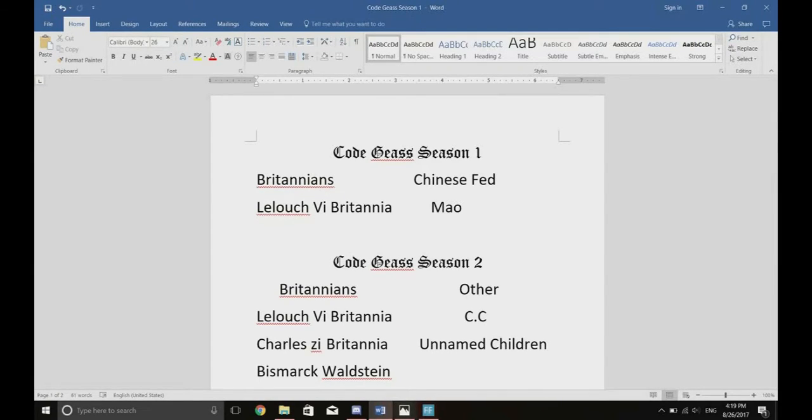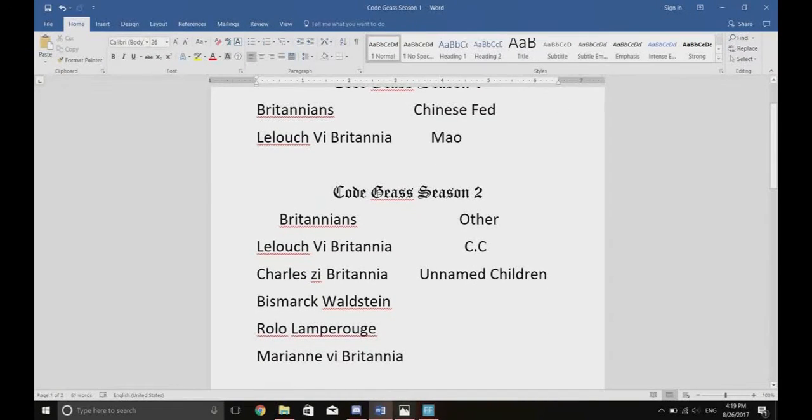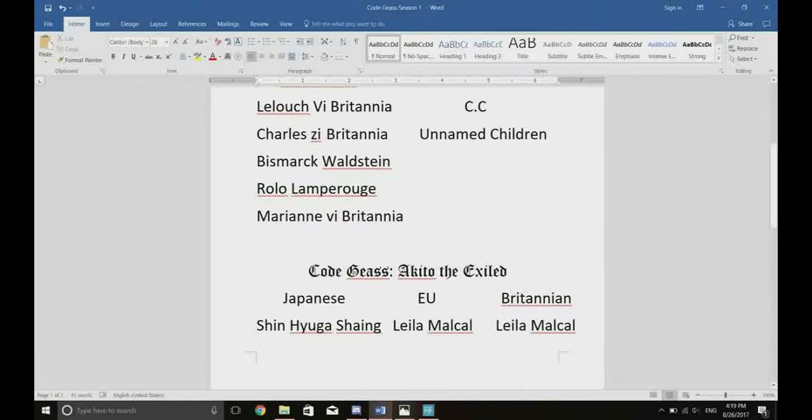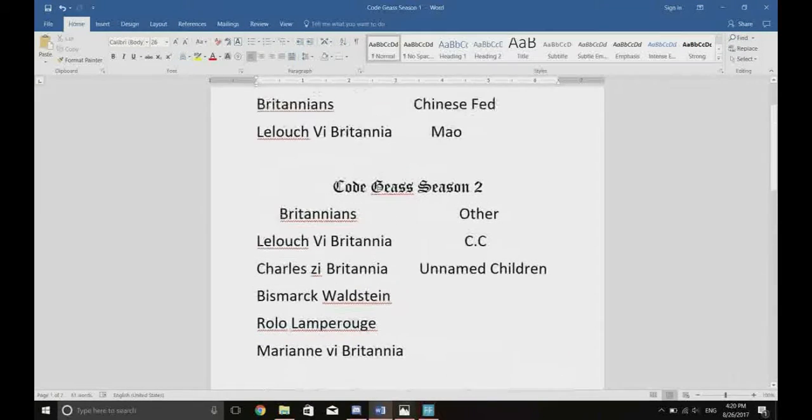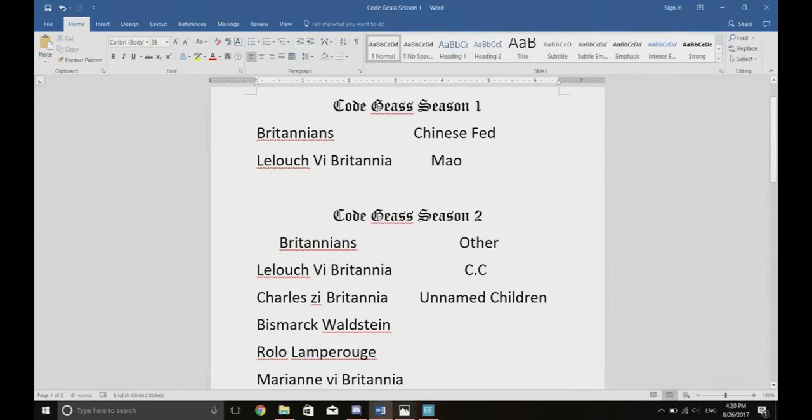Because with genetics, it has to start somewhere. And so this would explain why the majority of them are Britannians. Even in the manga, the majority of the Geass users are Britannians.